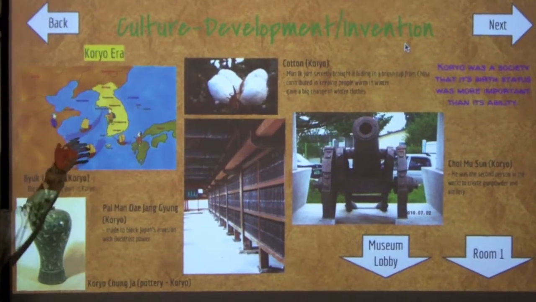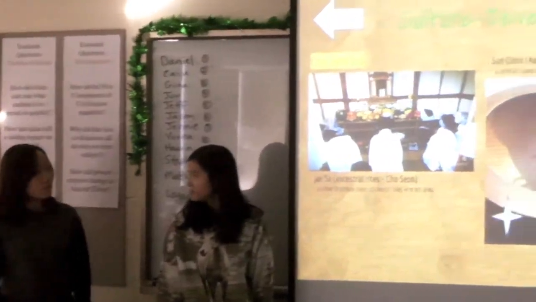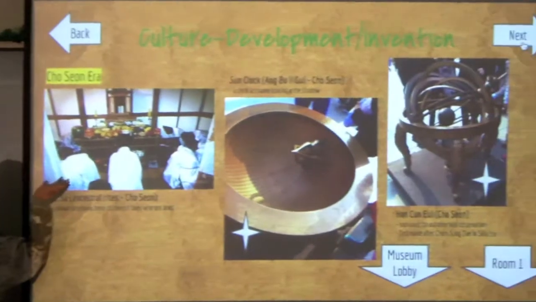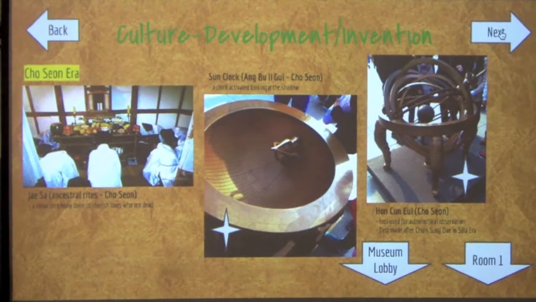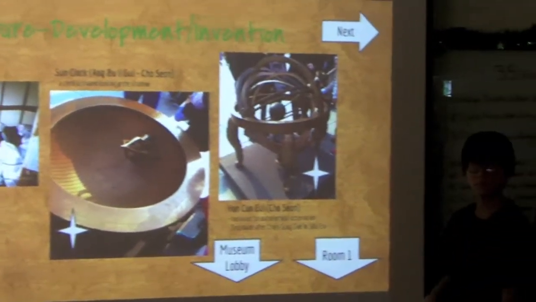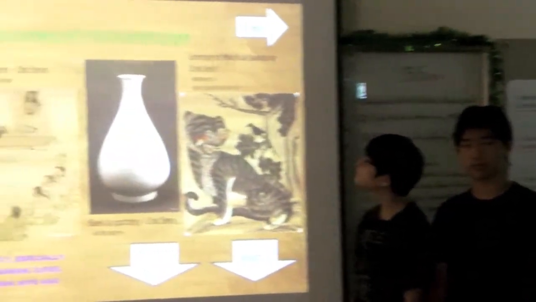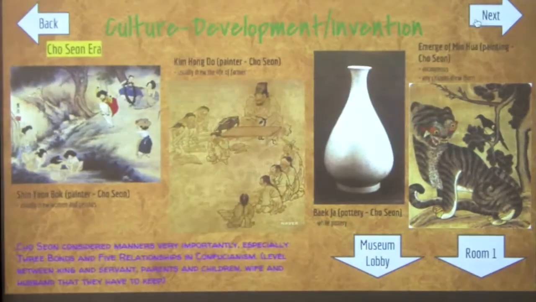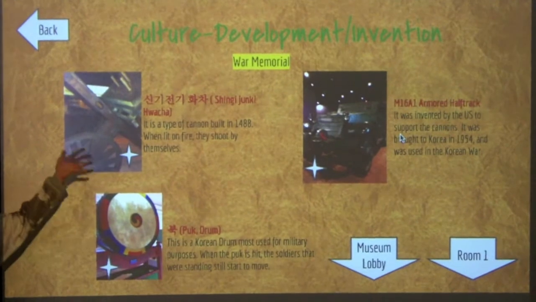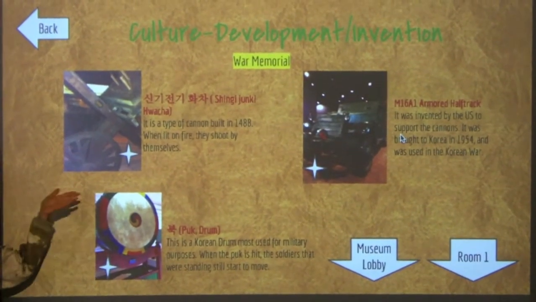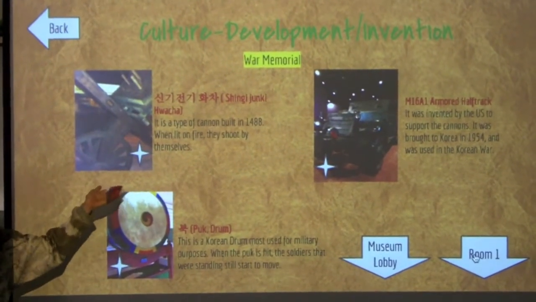And this is the Goryeo era, the development and inventions of the Goryeo era. Next, the Joseon era right here. And you can see important inventions that is made by the King Sejong, and also Chang Yong-chil, that is a really famous scientist in our Korean history. And these are some paintings and some painters that are really famous in Joseon era. The last slide is about the war memorial, the artifacts of the war memorial, such as Singyeon Jingi, Hwachap, Puk, and the M16A1 armored half-track.